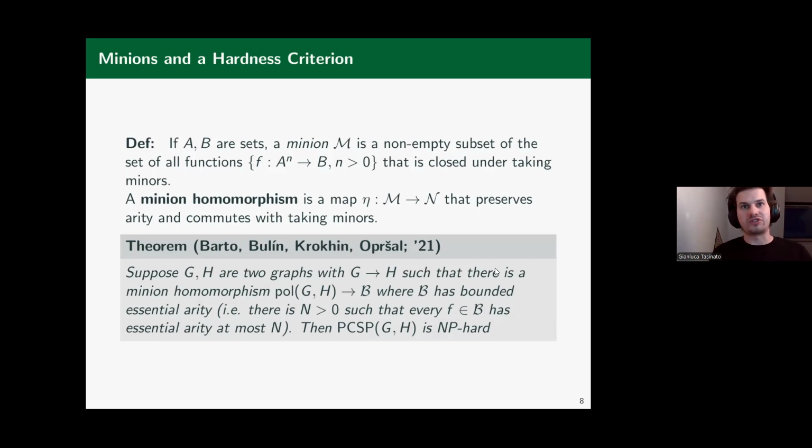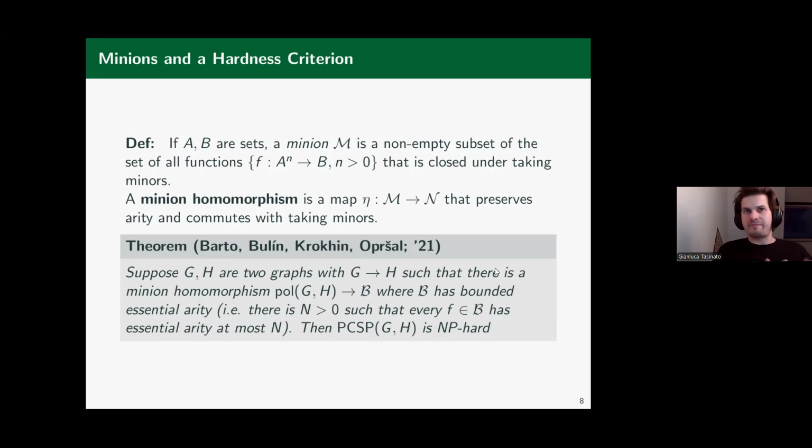It means there is a global constant, some fixed constant capital N, such that every function in the minion has essentiality at most N. So there is a global constant that does not depend on anything, such that every function in the minion has essentiality at most N.